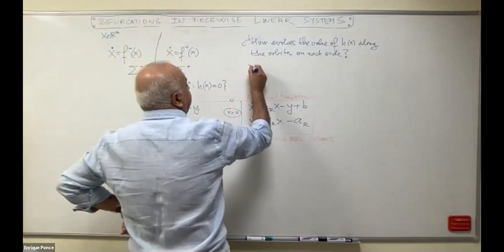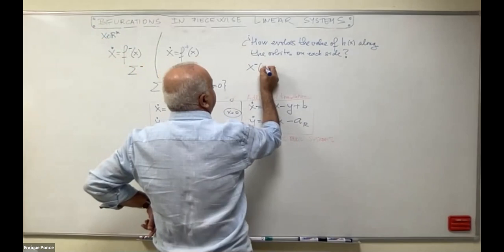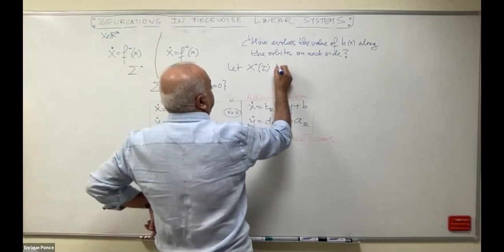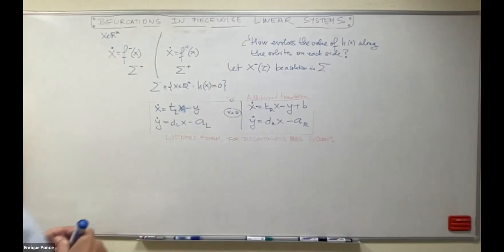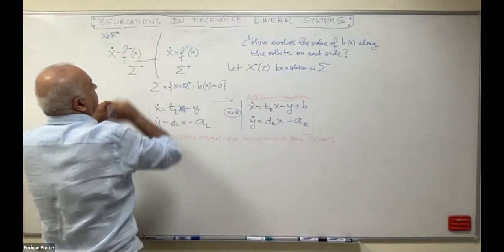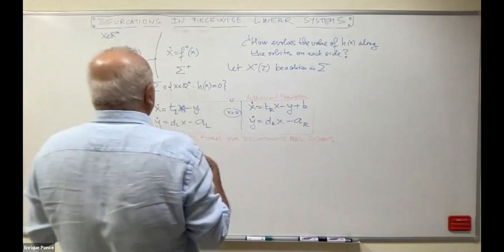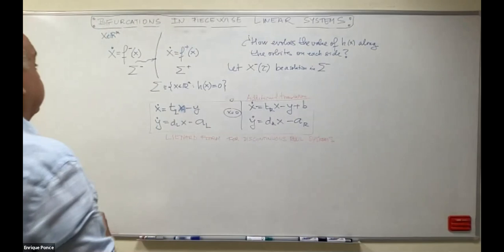a solution on the left. Let it be a solution in the left part, and suppose that for some instant tau, you get some orbit that arrives at the discontinuity manifold. But what we want to know is if the orbits go in this direction or in the opposite sense. To see this, we can assume that this sigma is defined in that way.